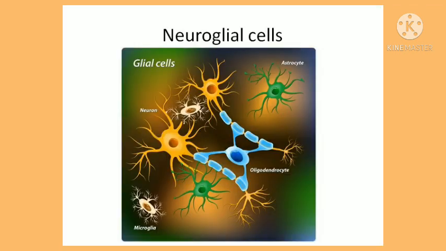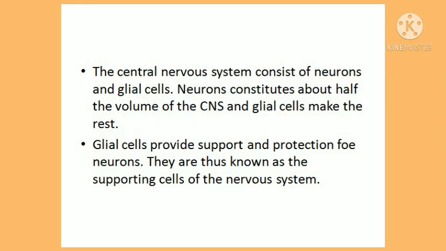Next we are going to learn about the neuroglial cells. The central nervous system consists of neurons and glial cells. Neurons constitute about half the volume of central nervous system and glial cells make up the rest. The glial cells provide support and protection for neurons. They are thus known as supporting cells of nervous system.